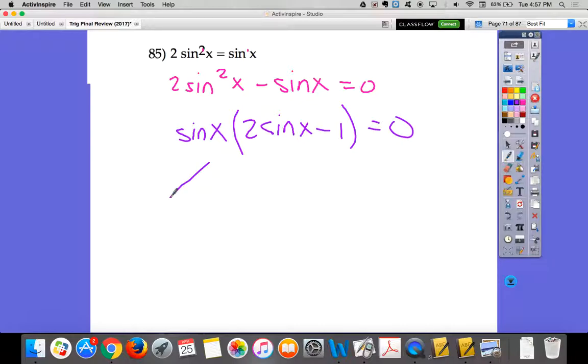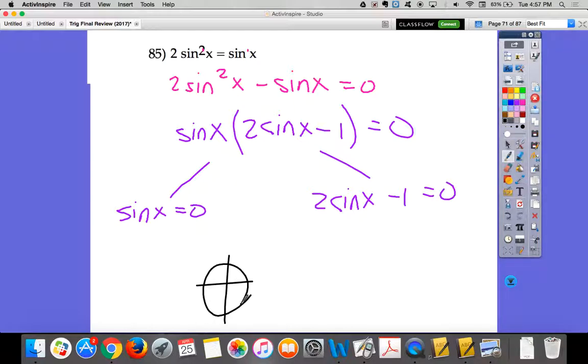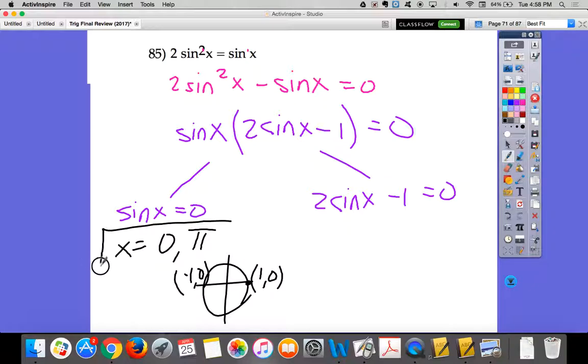Okay, once again, you've got 2 equations. You have sine of x equals 0, and you've got 2 sine x minus 1 equals 0. All right, this one is ready to go. Unit circle. Where is the sine going to be 0? If the sine is 0, that means your y value is 0. You didn't get off the ground. So we're talking about 0 degrees or 0 radians and pi radians. So don't give me 0 and 180, give me 0 and pi.